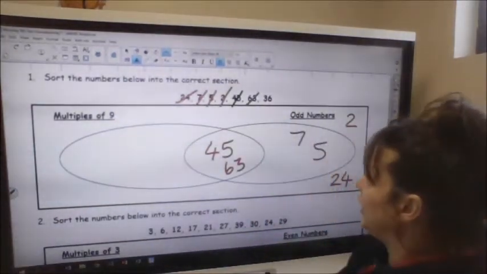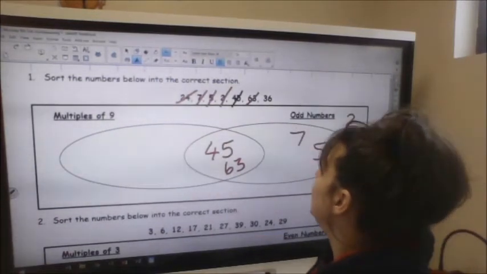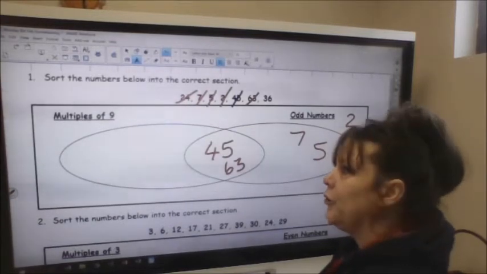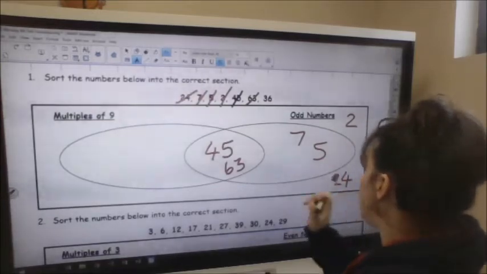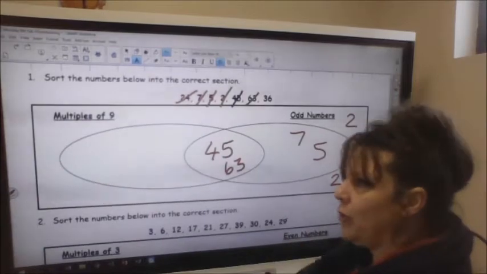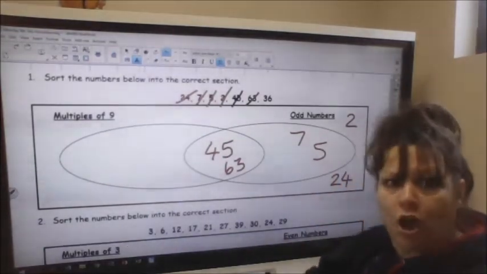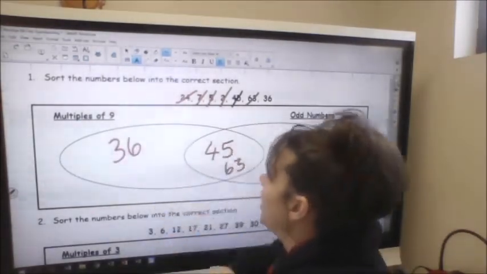And then finally, I've got 36. Is it in my 9 times table? Is it a multiple of 9? Well, I know it's not an odd number. So let me think. I've got 9 threes are 27, 9 fours are 36. So it's a multiple of 9.